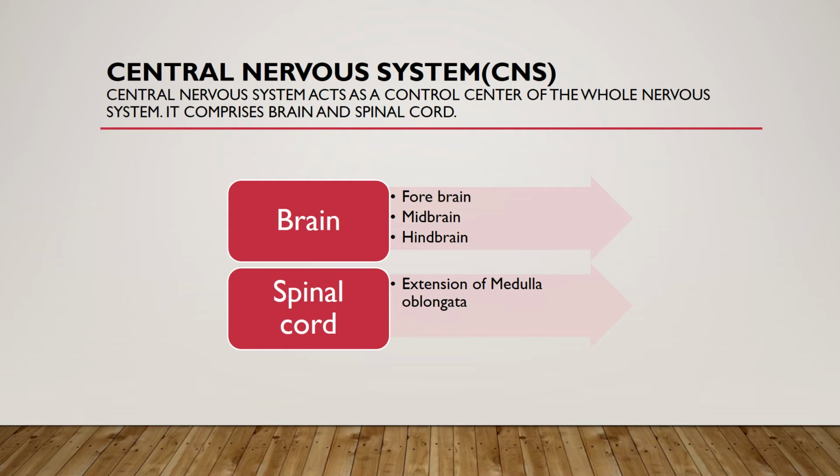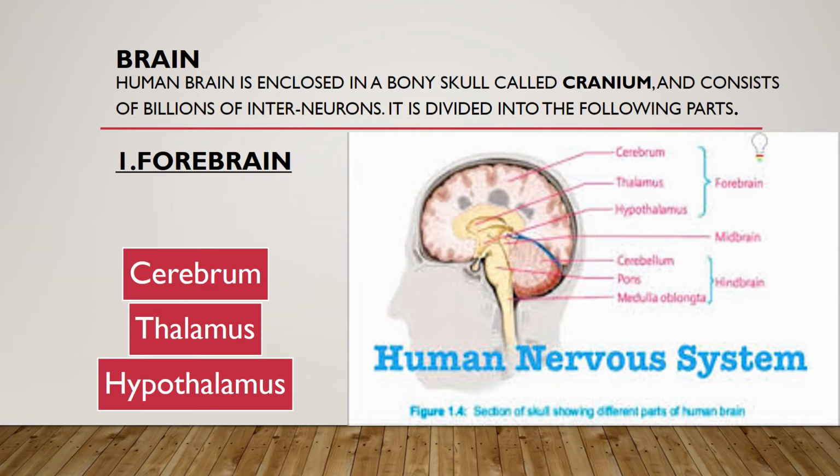Next, central nervous system. Central nervous system acts as the control center of the whole nervous system. It comprises the brain and spinal cord. Human brain is enclosed in a bony skull called the cranium and consists of billions of interneurons. It is divided into the following parts: forebrain, midbrain, hindbrain, while the spinal cord is the extension of medulla oblongata. As you observe, the brain is enclosed in a bony skull called the cranium.